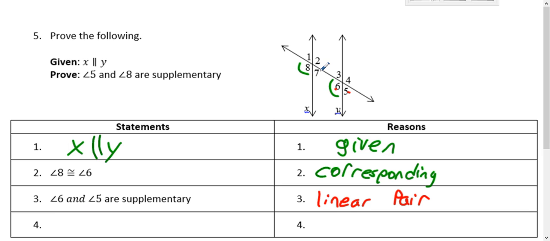So now we know that angles 6 and 5 are supplementary and angles 8 and 6 are congruent. So we can substitute. We're going to replace angle 6 with angle 8 because they are congruent. So we get angle 8 and angle 5. We're replacing the 6 with an 8 are supplementary.